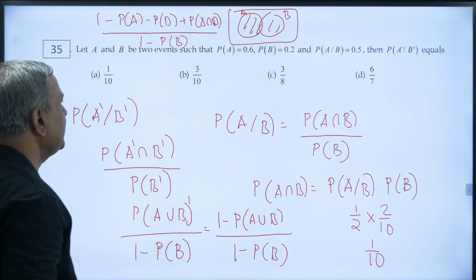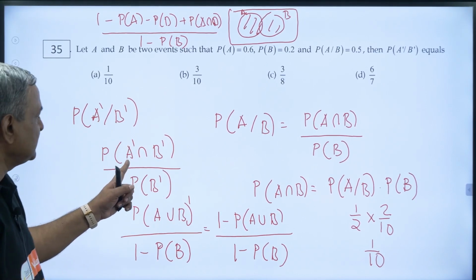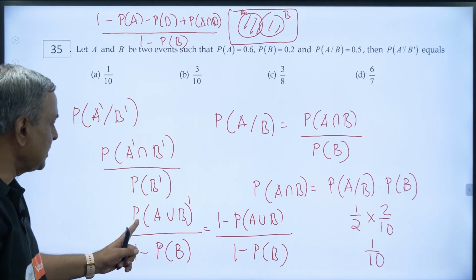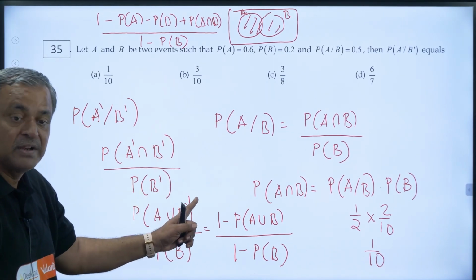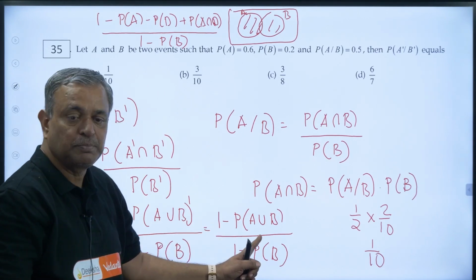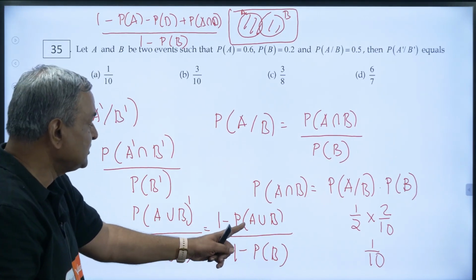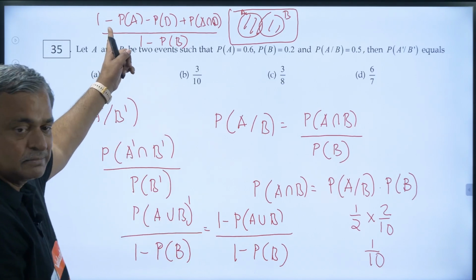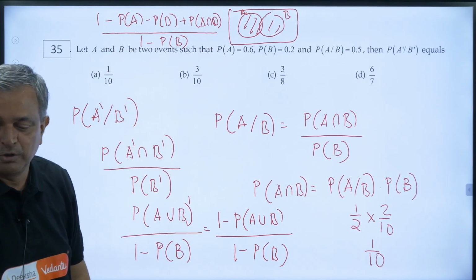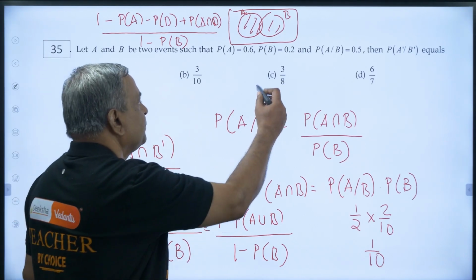Clear? I repeat once again, P of A bar by B bar is nothing but P of A complement intersection B complement, which is nothing but P of A union B complement, by De Morgan's law. So P of A union B complement is 1 minus P of A union B, by 1 minus P of B. So what is P of A union B? It is P of A plus P of B minus P of A intersection B. Substitute the values. You will get the answer as option C, 3 by 8.